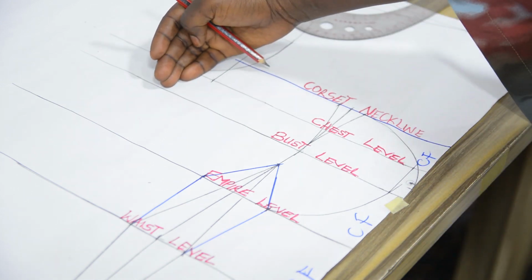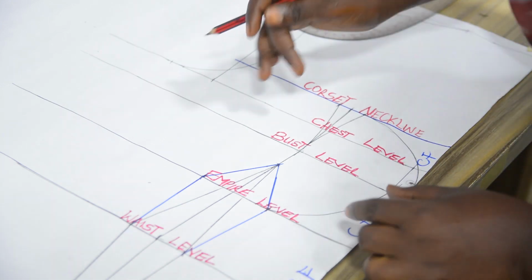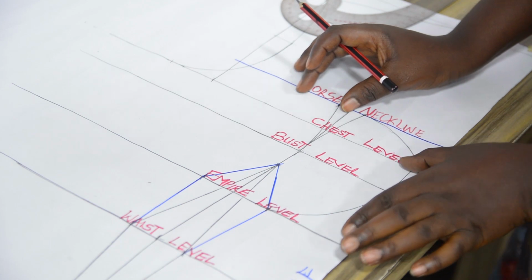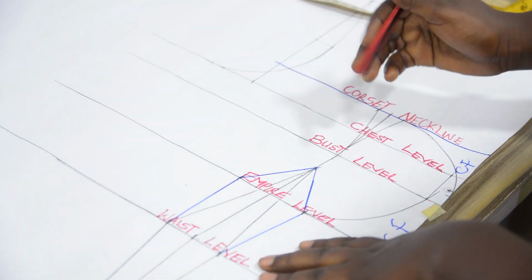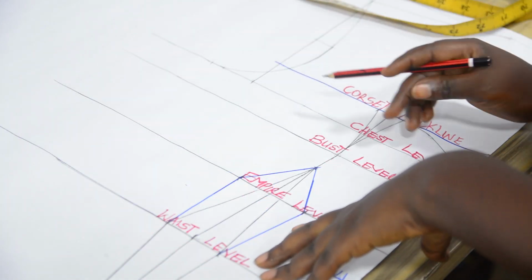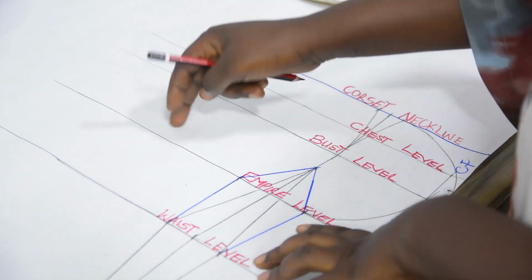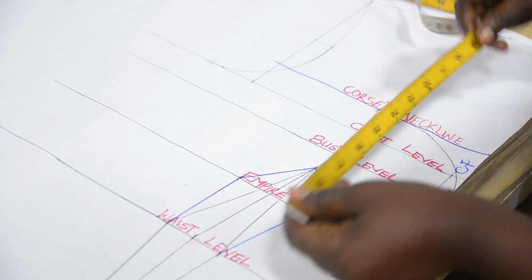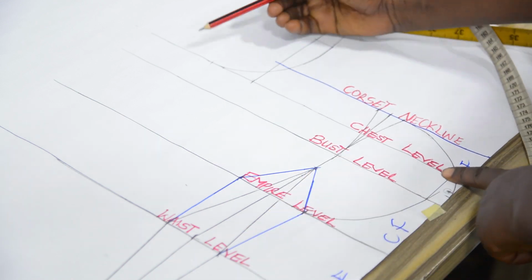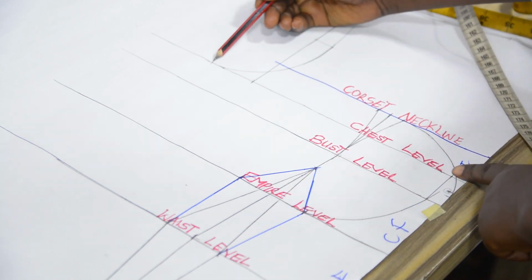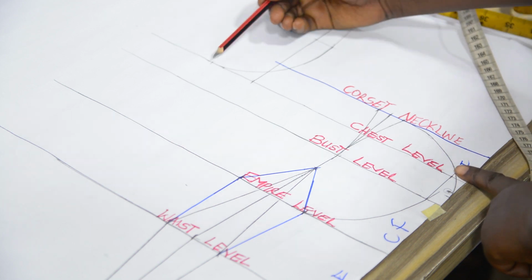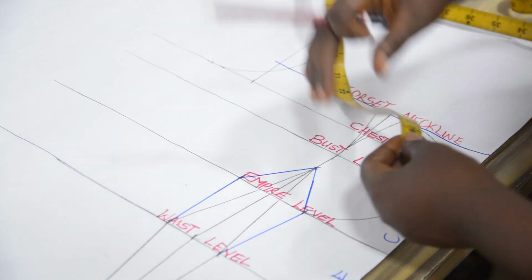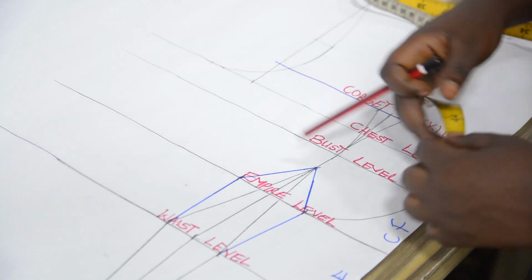Now let's move to the other side of my pattern in order to complete the shape of my bra cup. Now in constructing the other side of my bra cup, I will need to construct the side seam first before constructing the bra cup. So on the chest level, I have the quarter of the bust circumference measurement plus ease inserted already. Okay, so I don't need to insert any measurement on the bust level.